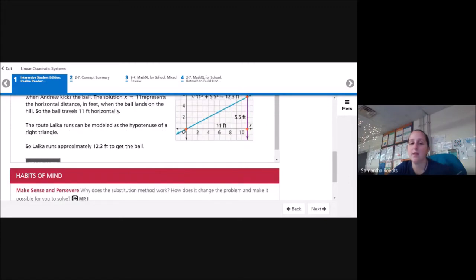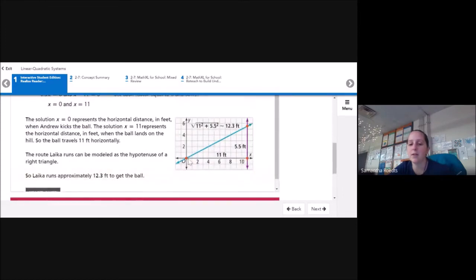The route Leica runs can be modeled as the hypotenuse of a right triangle. So Leica runs approximately 12.3 feet to get the ball. So here's 11 feet, this distance, here's my line at 5.5 feet, and then I find the hypotenuse of the triangle.